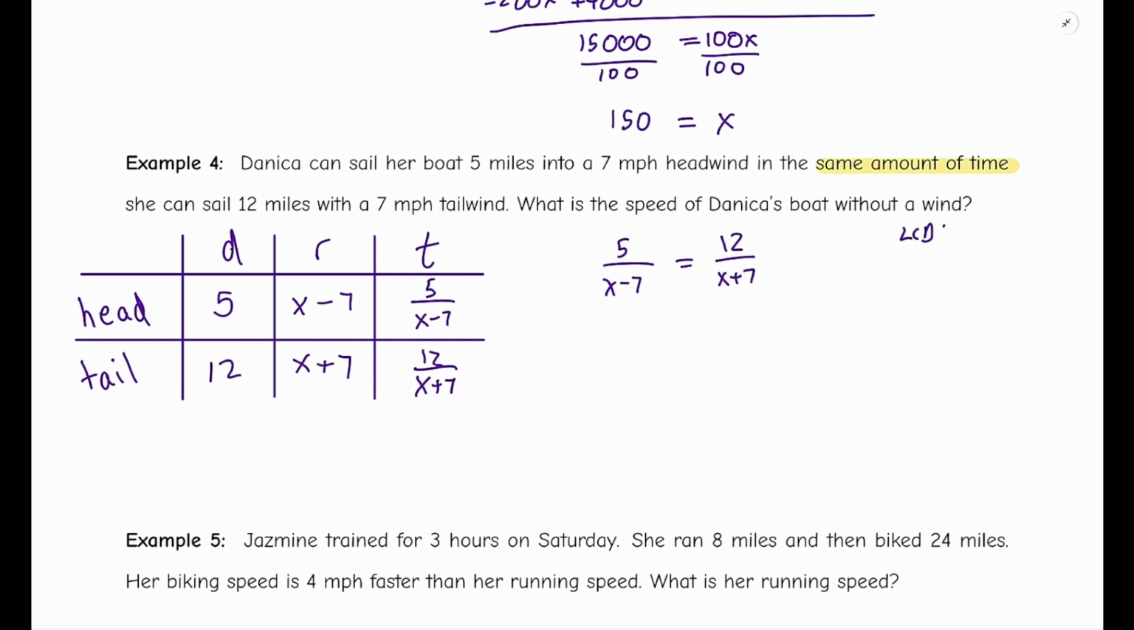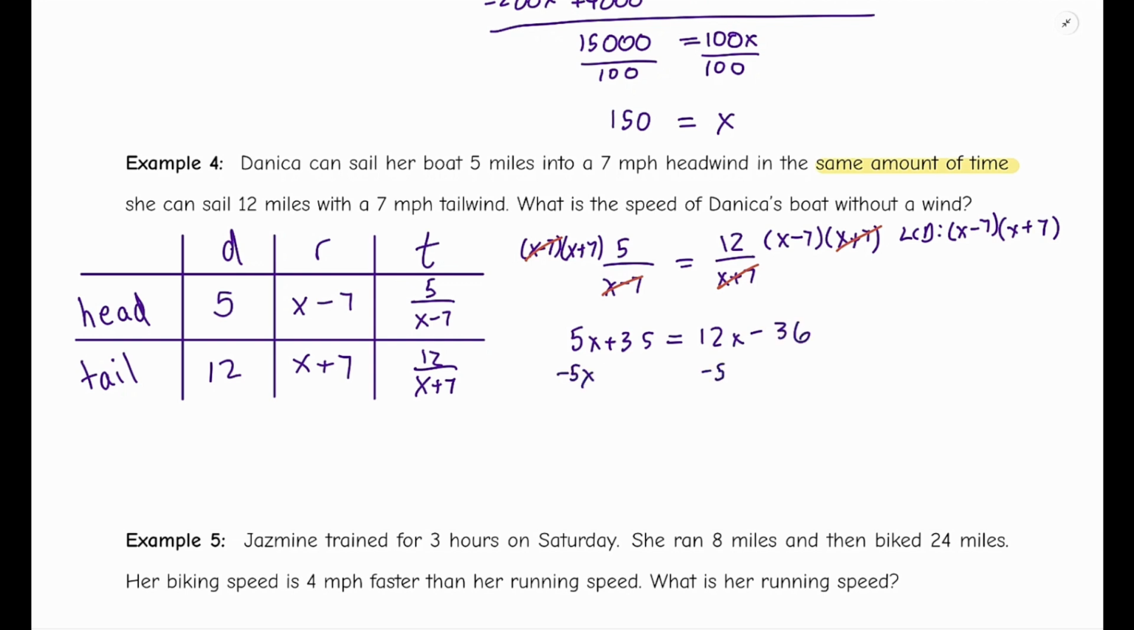The LCD is x minus 7 times x plus 7. So I'm going to multiply everything by that. The x minus 7 cancels out on the left. The x plus 7 cancels out on the right. We get 5x plus 35 equals 12x minus 36.